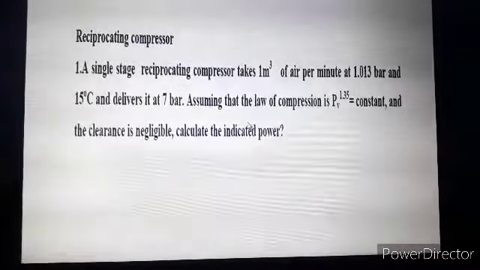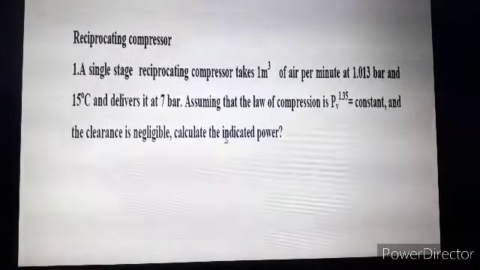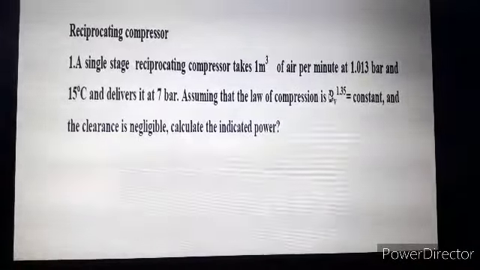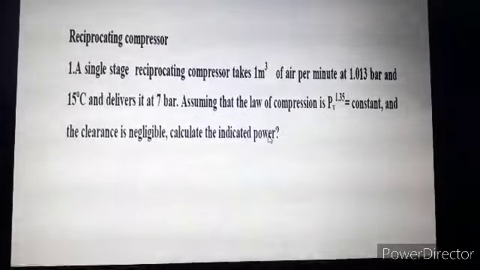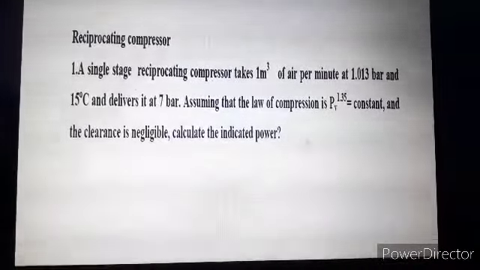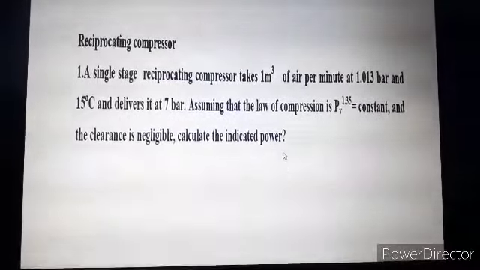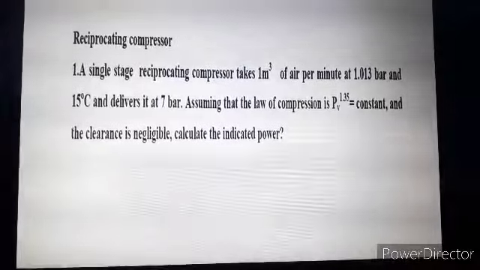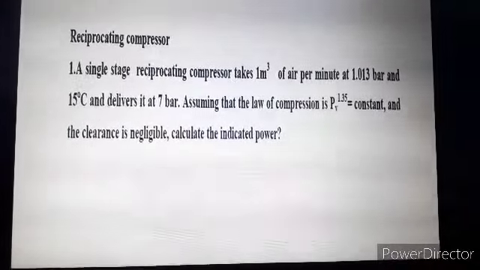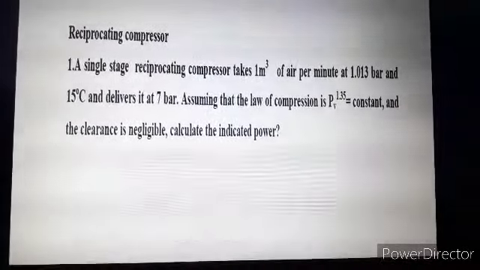Now during the theory lecture we have seen how to find this indicated power neglecting the clearance, so that formula we have to refer here. What is that formula? Since the compression is polytropic, we can refer to the expression for indicated power as n upon n minus 1 MRT1 in bracket P2 by P1 raised to n minus 1 by n, minus 1. Or we can write it in terms of pressure and volume, that is indicated work is equal to n upon n minus 1 P1 V1 in bracket P2 by P1 raised to n minus 1 by n, minus 1.